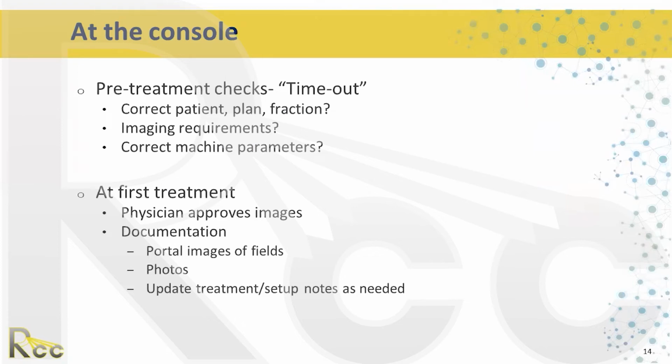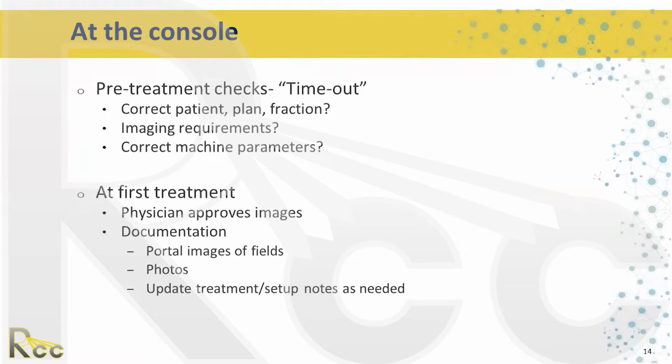All right, so again, this is the timeout that you would do at the console. You have your correct patient, the plan is correct, you're on the correct fraction. If you are imaging, you want to make sure that you're imaging as needed. Some patients you might be imaging every day, some patients might be every 5. And if you are imaging every 5, you want to update those shifts. If it's a breast and you had a half SAM shift, you want to make sure you update your notes so you're performing that new shift every day.